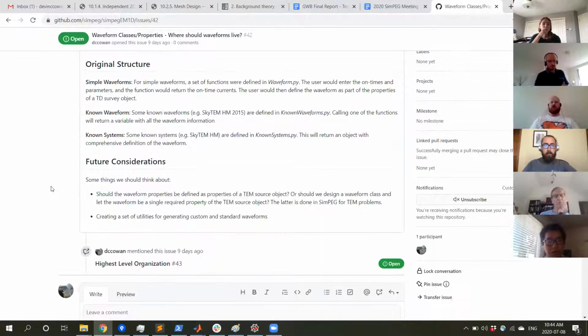And the big question is just, where do we want the waveforms to live? When we define a waveform, do we want this to be maybe a property of the source object? Do we want to define a waveform object like we do with the TEM problem, and then say each source needs to be attached to a waveform object? Yeah, this is just something that needs, I think, maybe a lot of cleanup, and we could probably use some decision making on it.